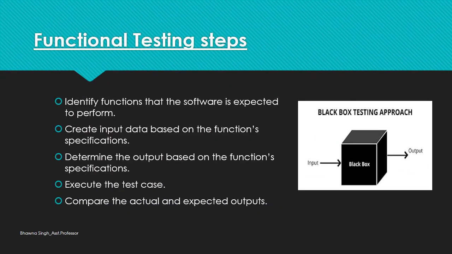Now the testing team performs these steps in order to conduct functional testing. First of all, they identify all the functions that the software is expected to perform, and then they create the input data based on the function specification. After that, they determine the output based on the function specification, and then execute the test cases. After that, they compare the actual and expected outputs. See, this is functional testing.